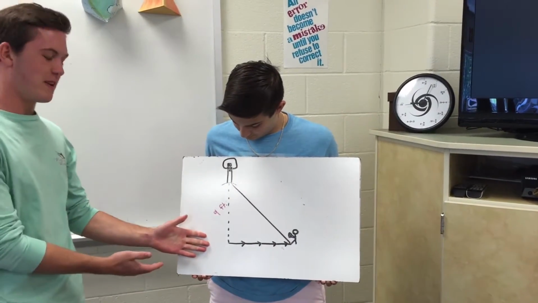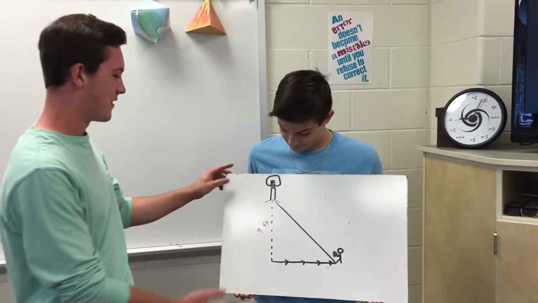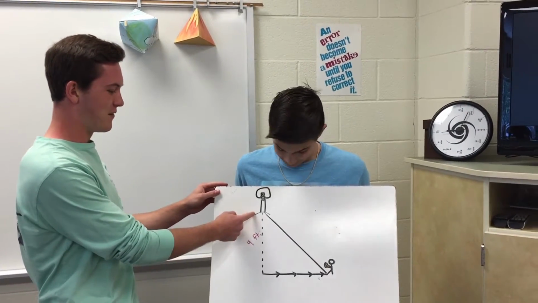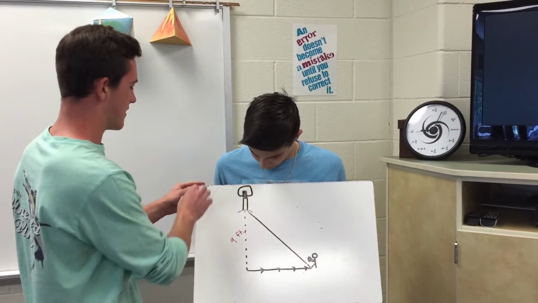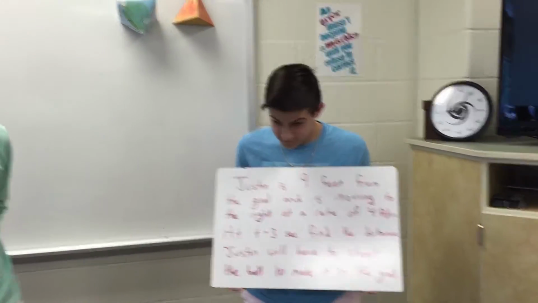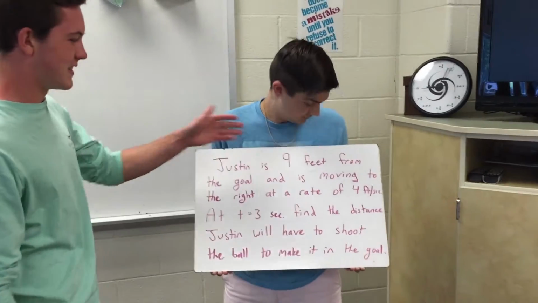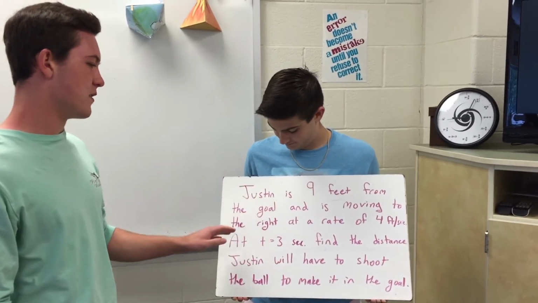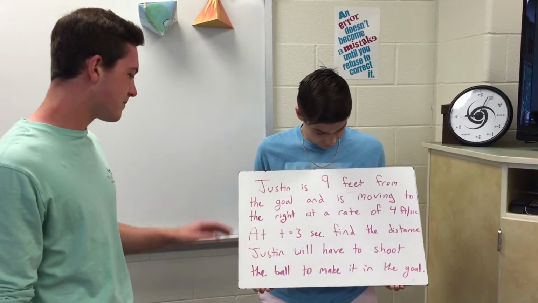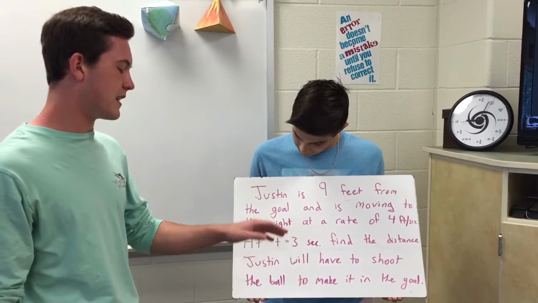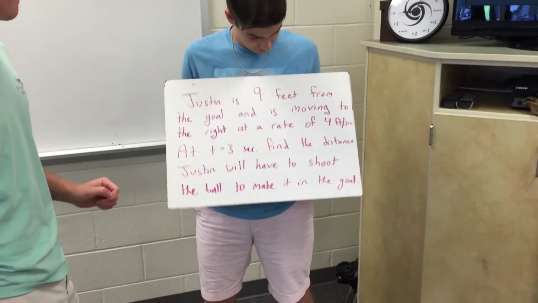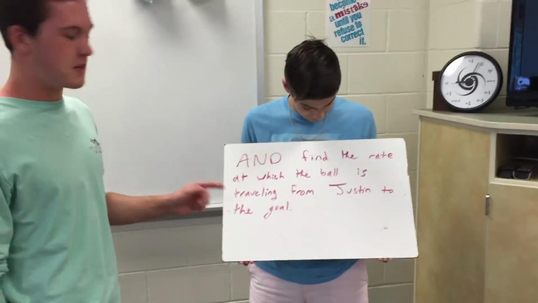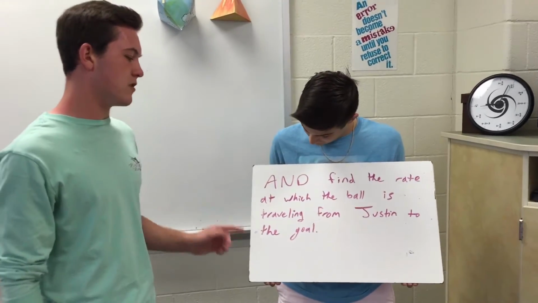Okay, so here we have a diagram of my epic shot. I started off 9 feet away from the goal, and I ran this way and shot the ball into the goal. So, the problem itself. Justin is 9 feet from the goal and is moving to the right at a rate of 4 feet per second. At time t equals 3 seconds, find the distance Justin will have to shoot the ball to make it in the goal. And find the rate at which the ball is traveling from Justin to the goal.